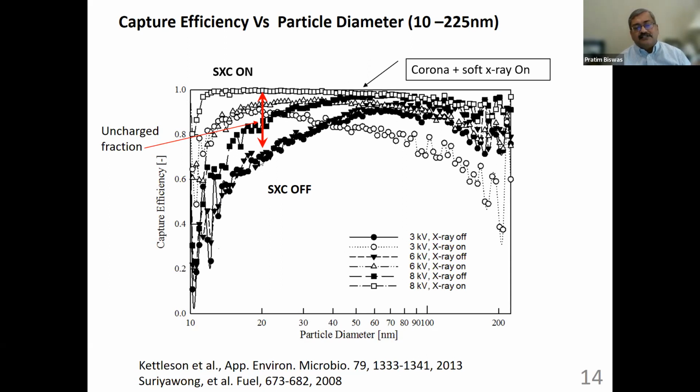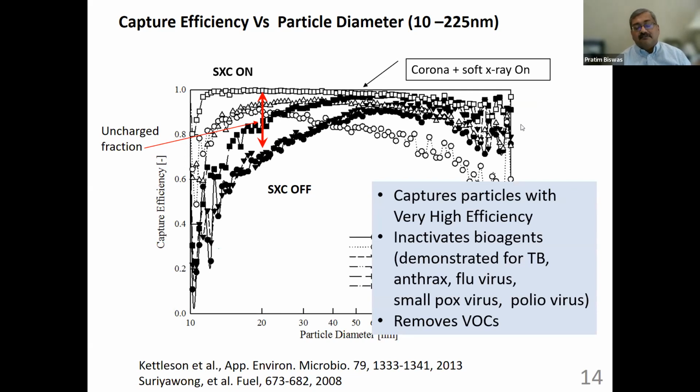And this uncharged fraction, which was present in the absence of this photoionization, results in an enhancement of the charge and the capture. And of course, then I can tune the voltage, the intensity of the soft X-ray, and do all kinds of experiments. A very interesting thing is that I can capture particles with very high efficiency. If you look at some of the viruses and the bioaerosols, which are problematic, they are in these size ranges. So I can use it to effectively clean the air of these. I might even be able to oxidize some volatile organic compounds and so forth. So many people are exploring these as air cleaning devices, even in residential environments.